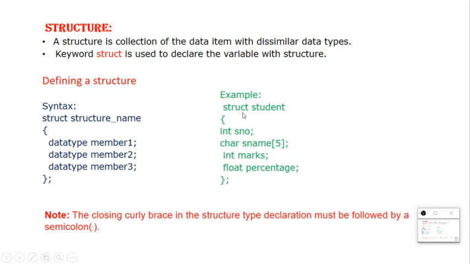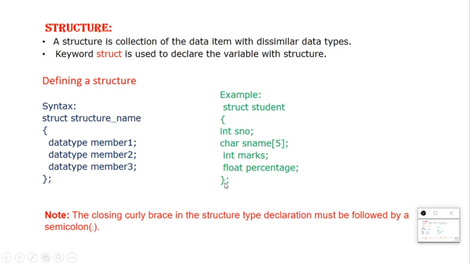See, struct, again we use the keyword struct. Student is the structure name. Int, char, int, float are the data types, and serial number, serial name, marks, percentage are the members. Nice, right? And you can see a note that our structure should end with a semicolon. So at the end of the curly brackets, we have to end with the semicolon.